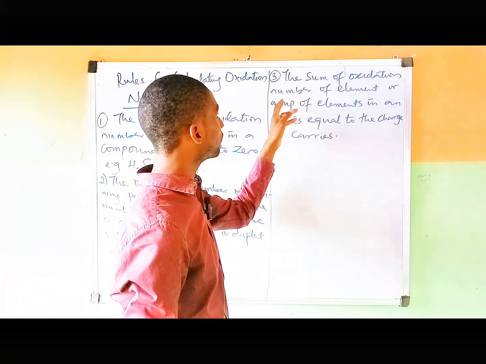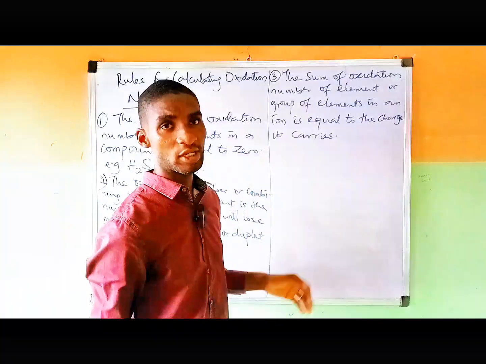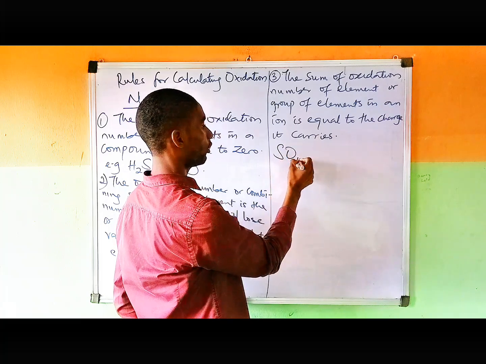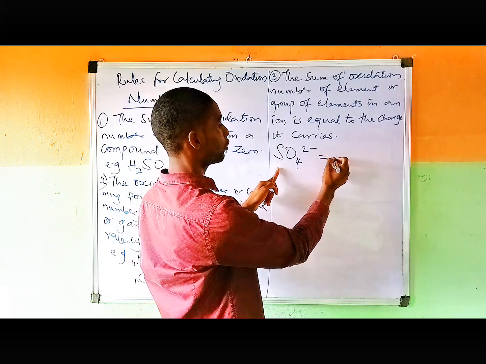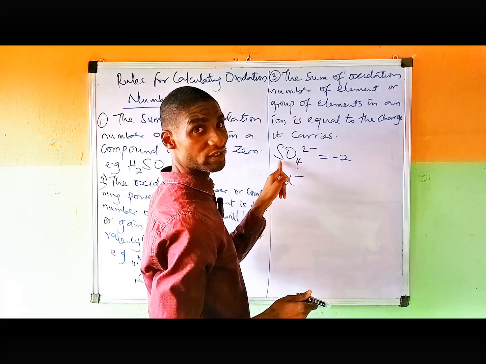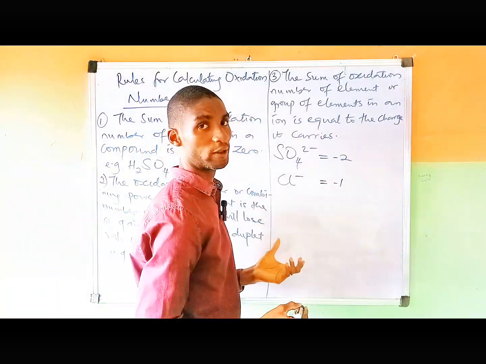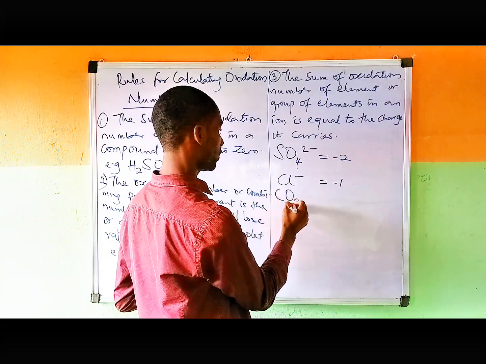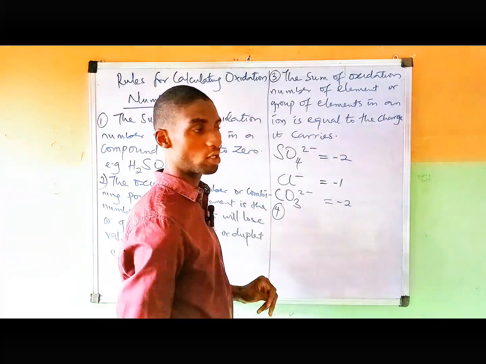The sum of the oxidation number of elements or group of elements in an ion is equal to the charge it carries. So for example, if I have SO4 2 minus, the sum of all the oxidation numbers of elements in this ion is equal to -2. Are you with me? If I have Cl minus, this is just one element. The oxidation number is -1. Is that okay? So if I have CO3 2 minus, the sum of the oxidation number will be minus 2.